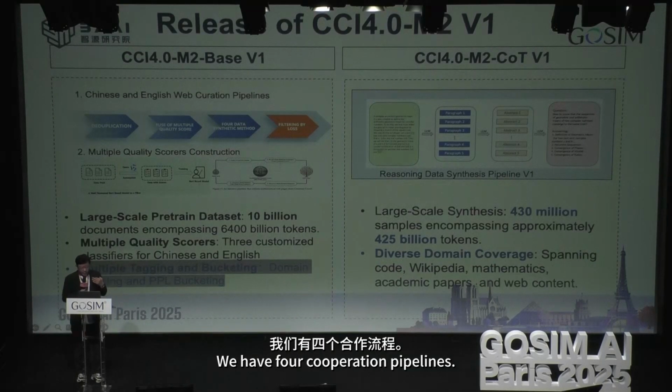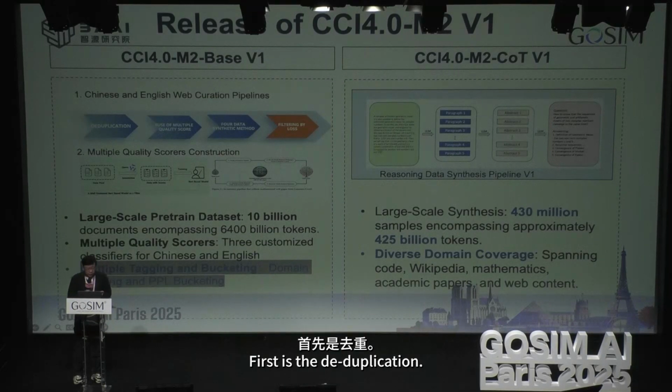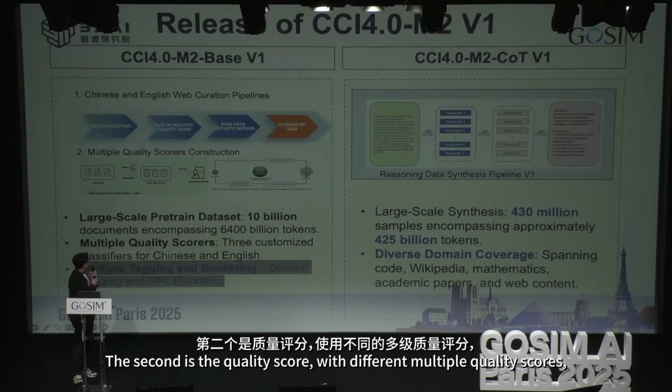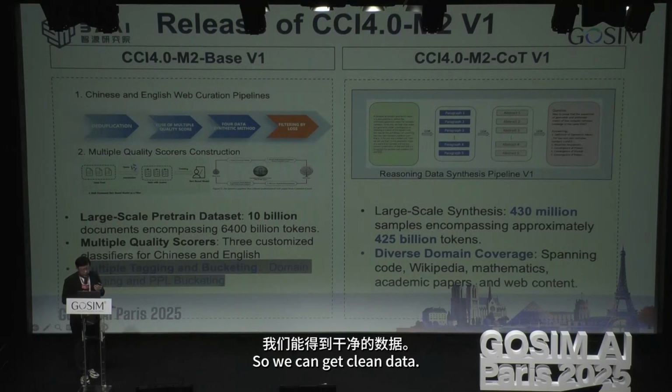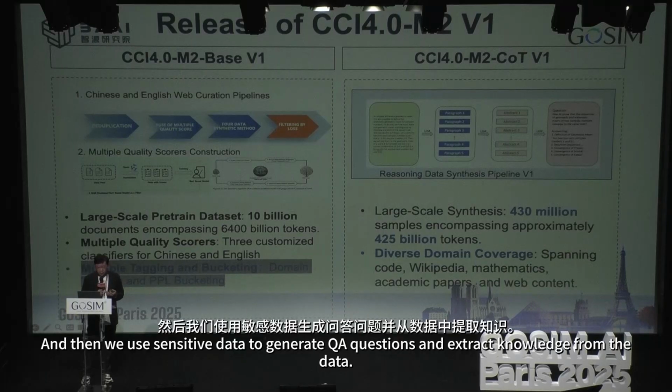We have a four-step curation pipeline. First is deduplication. The second is quality scoring, with multiple different quality scores to get better and more precise quality filtering, so we can get clean data.